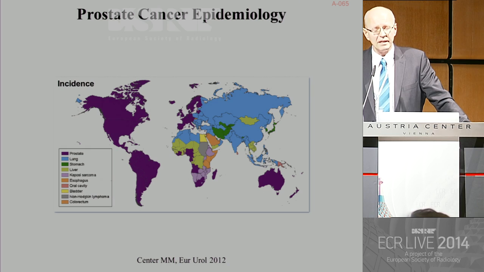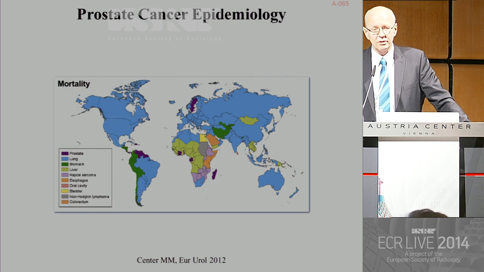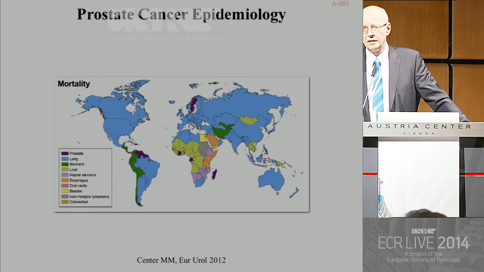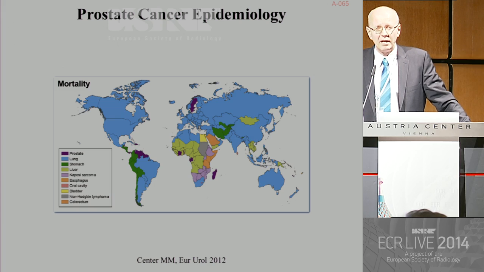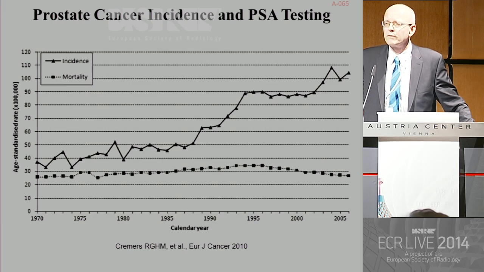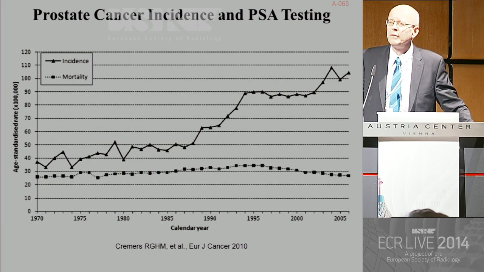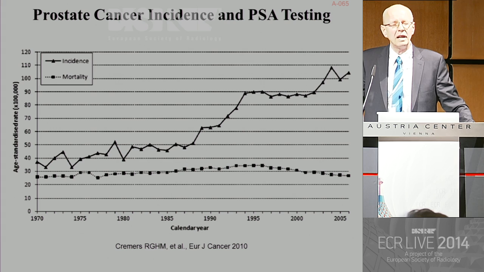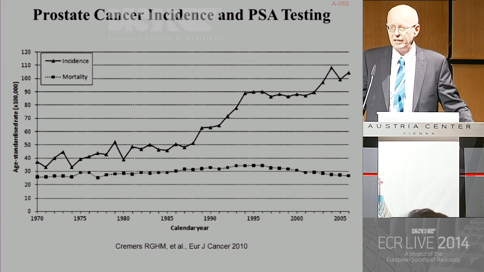This is the incidence. When you now look at the mortality, you see that the mortality is not led by prostate, it's by lung cancer still. And so we have the problem here that during the last 40 to 50 years, the incidence about tripled, but the mortality is about the same. We'll learn a bit more about this.